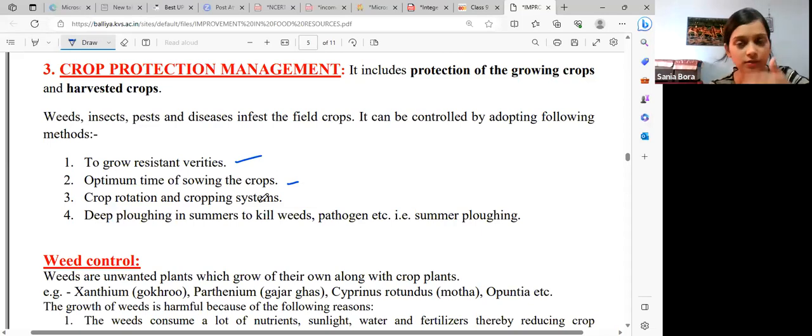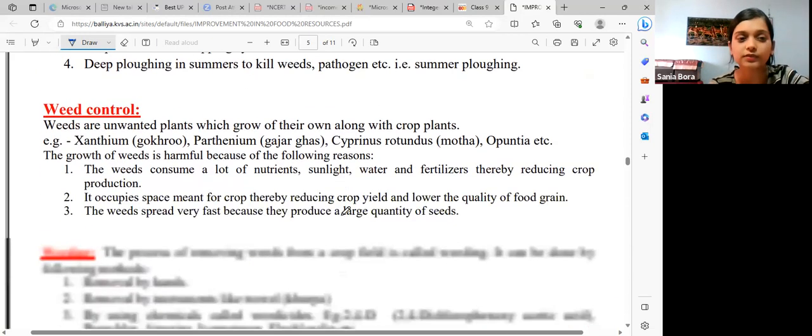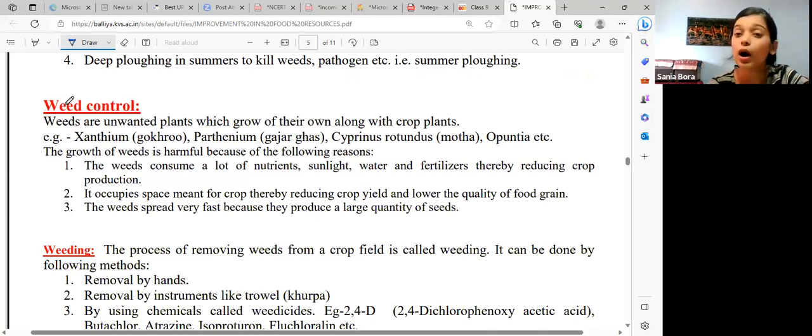Crop rotation and a cropping system should be followed so that pests do not usually attack your crop, because sometimes you are growing something else, sometimes something else. And do deep ploughing in summer to kill weeds, pathogens, etc. That is summer ploughing. So in summer, do the deep ploughing, and because of this it will kill the weeds and the pathogens as well. Now let's understand one by one, starting with weed control.